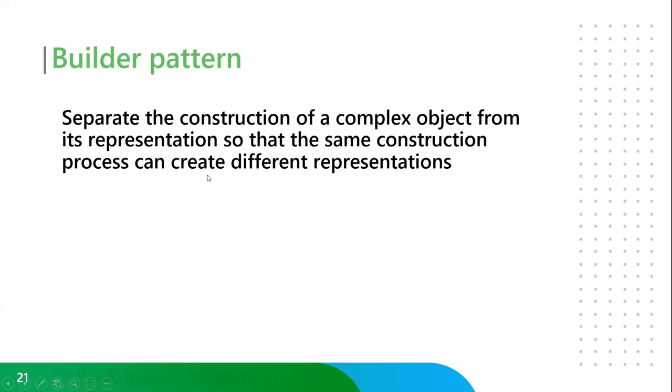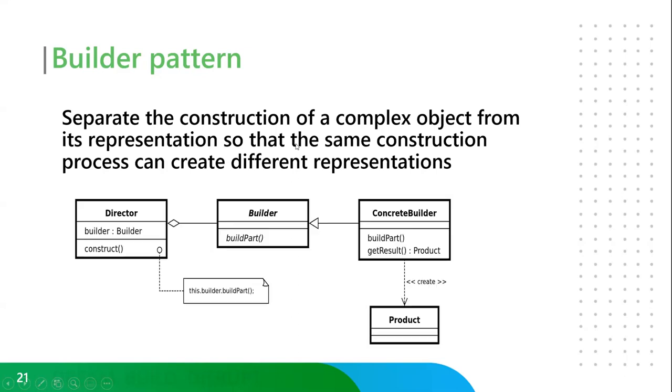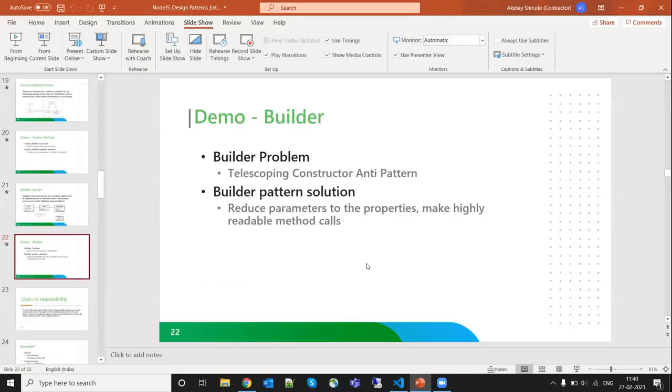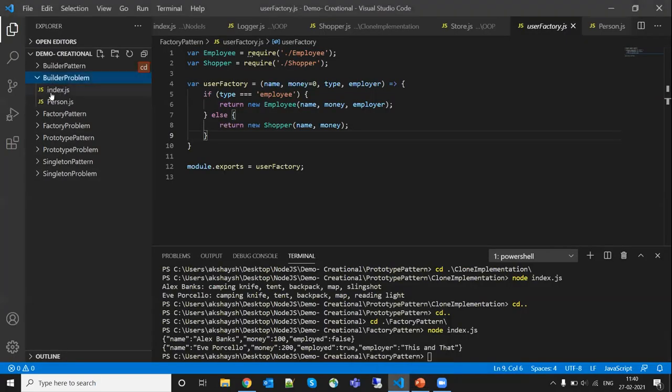So the builder pattern essentially separates the construction of complex objects from their representation, so that the same construction process can create different representations. It's kind of a clumsy statement. Okay, so we'll directly look into an example. I'll show you what the problem is in this.